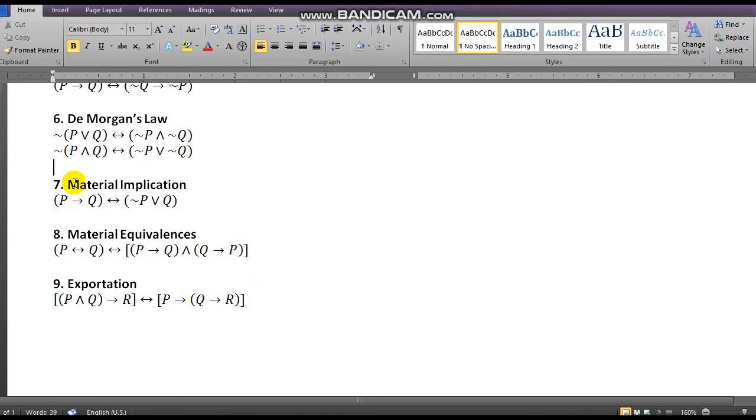For the seventh rule, we have the material implication. For the material implication, we can rewrite a conditional statement into a compound statement.